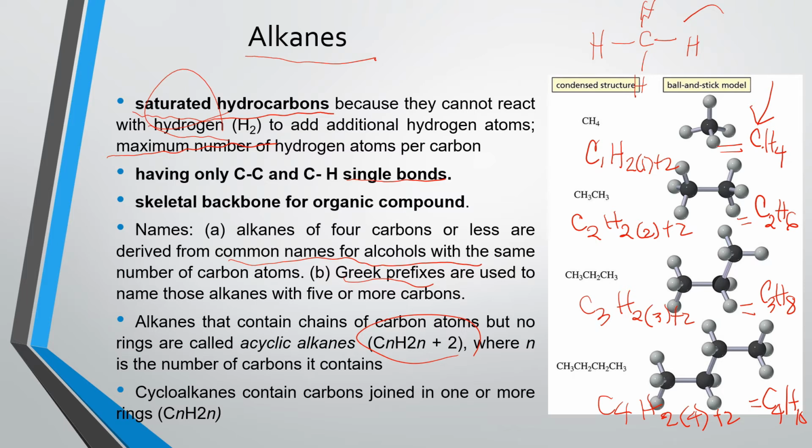So, yun yung guide natin. That's how we use CnH2n+2. Pag cycloalkane, CnH2n lang. Wala na yung plus 2 kasi since we form the closed chain, mawawala yung 2. Later on, when we discuss cycloalkanes, we will have more examples of those.